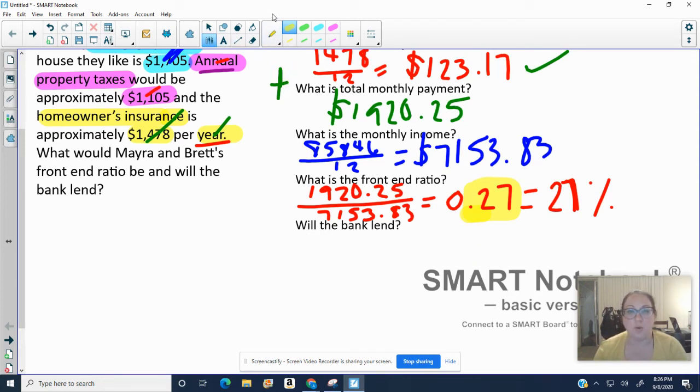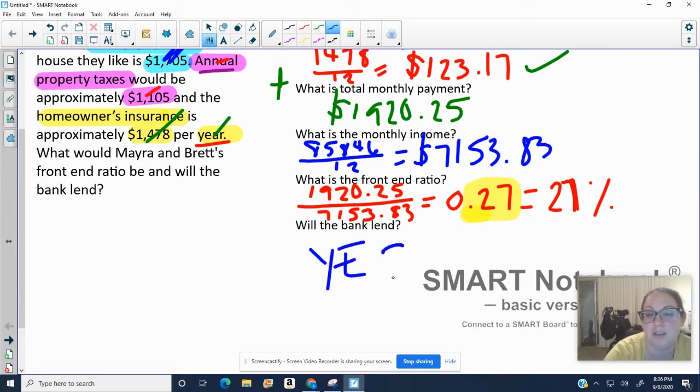Beautiful. So will the bank lend? That's a yes or no question. Well, the percentage, that front end ratio, is less than 28, like it's supposed to be. Oh goodness. I'm thinking the right thing and writing the wrong thing. So let's try that one more time. Will the bank lend? And the answer is yes. And that is because the percentage is under 28.